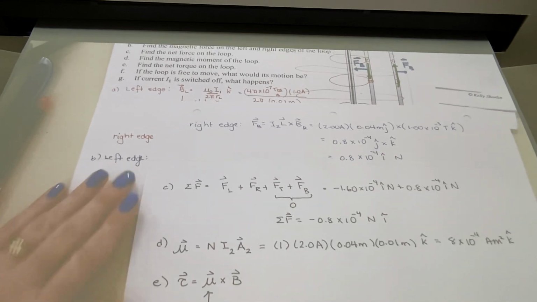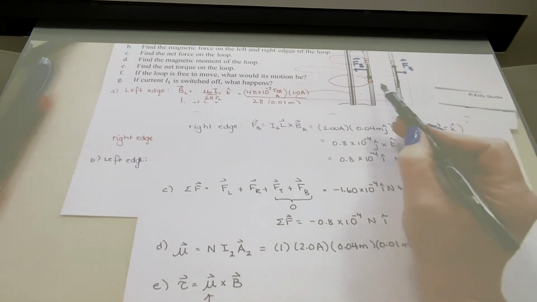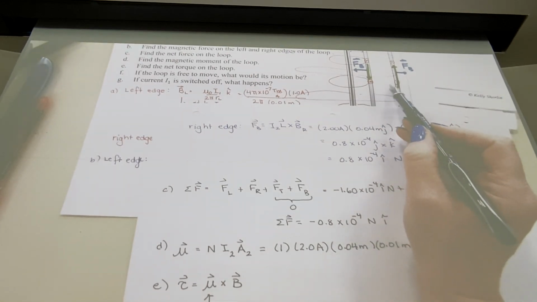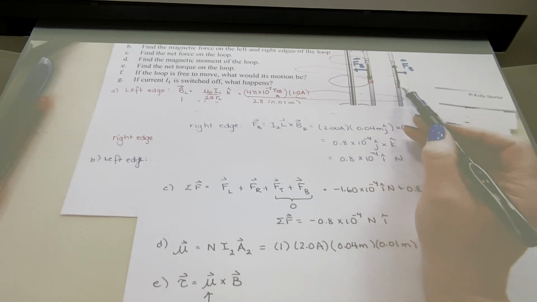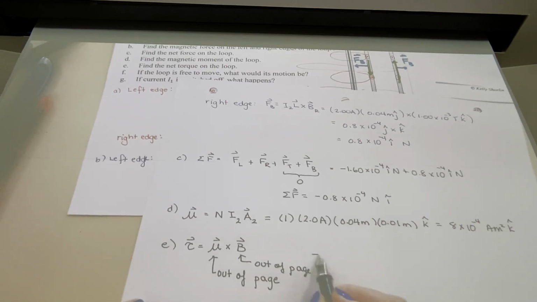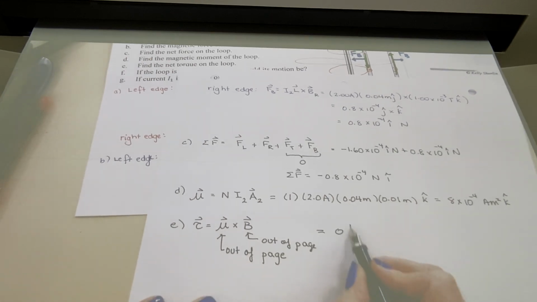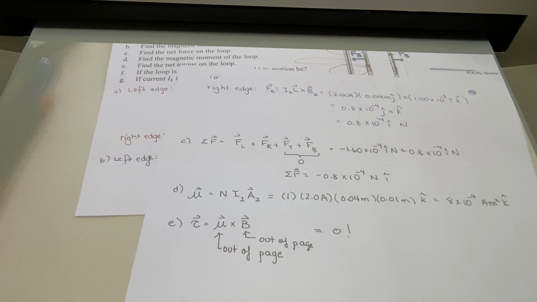Our magnetic field is not constant. It's stronger here than it is here. But regardless of the strength, it does always point out of the page. So I don't want to put in a number for my B just yet, but I will say it points out of the page. If I'm taking the cross product of two parallel vectors, that means that the net torque is 0. So mu cross B gives us 0 here.